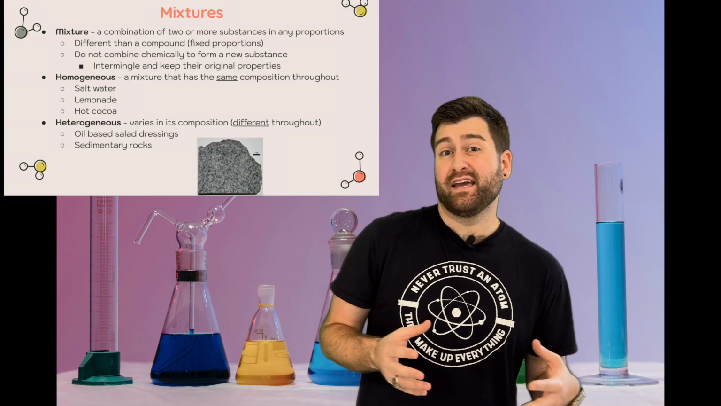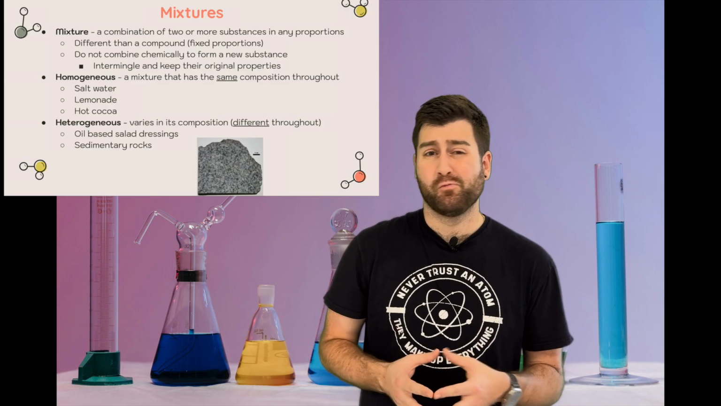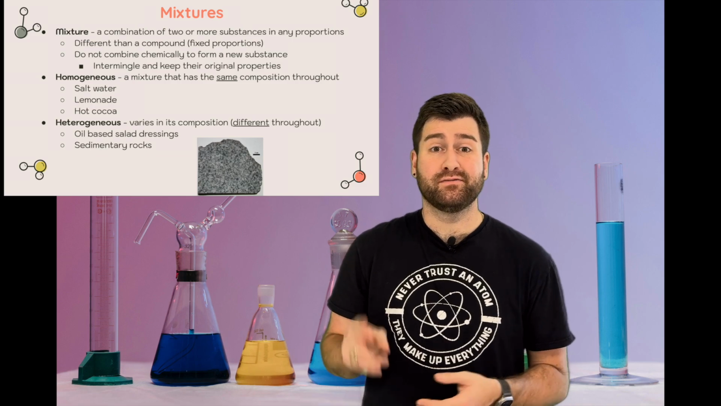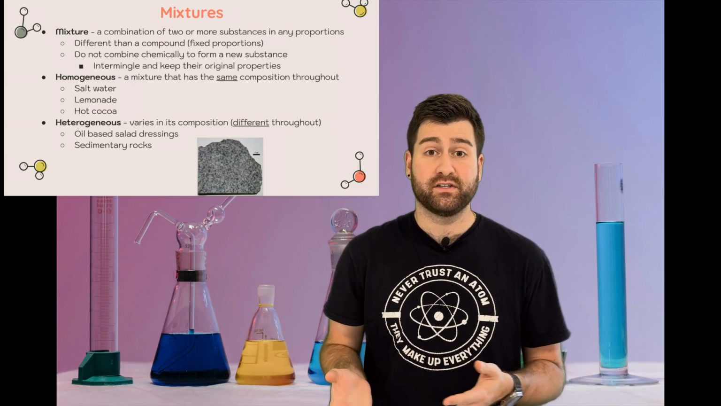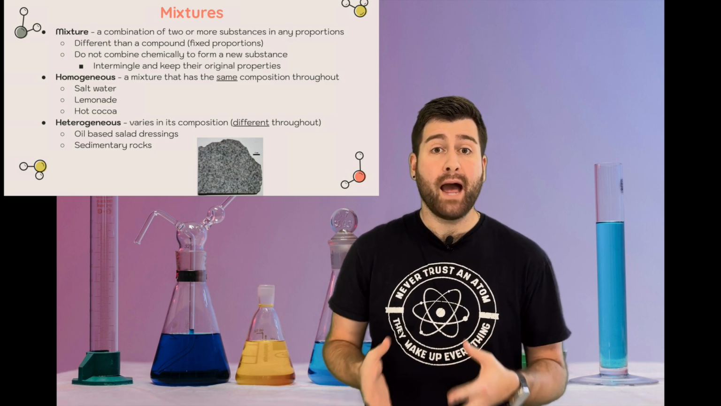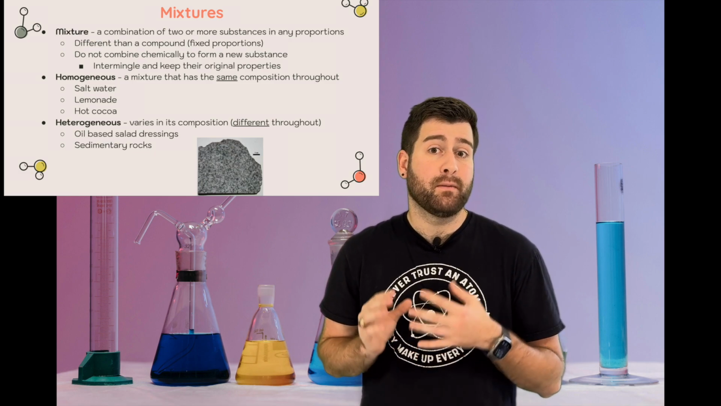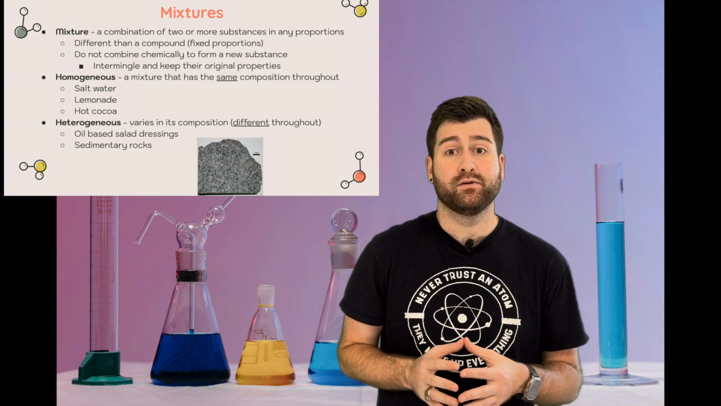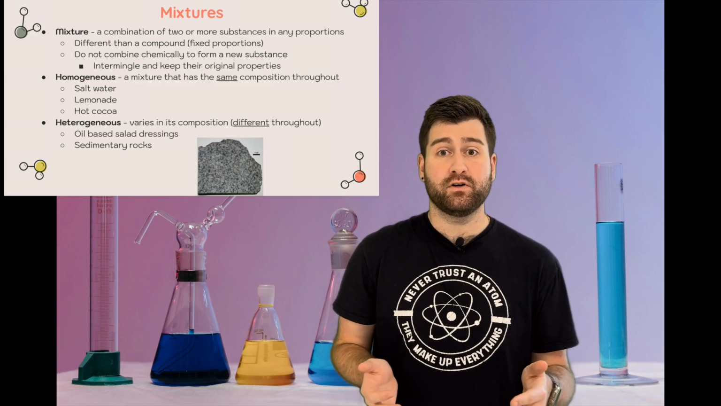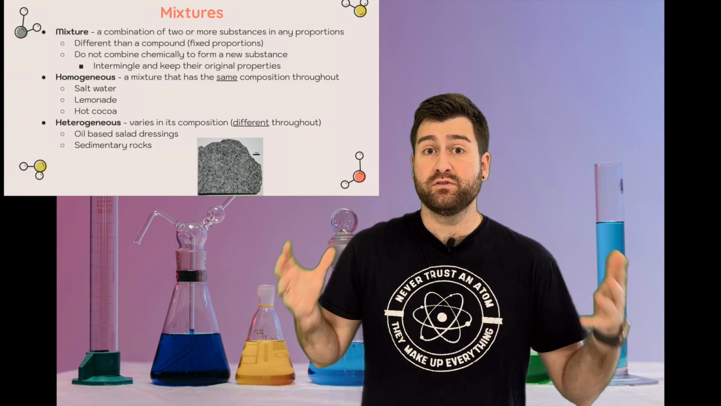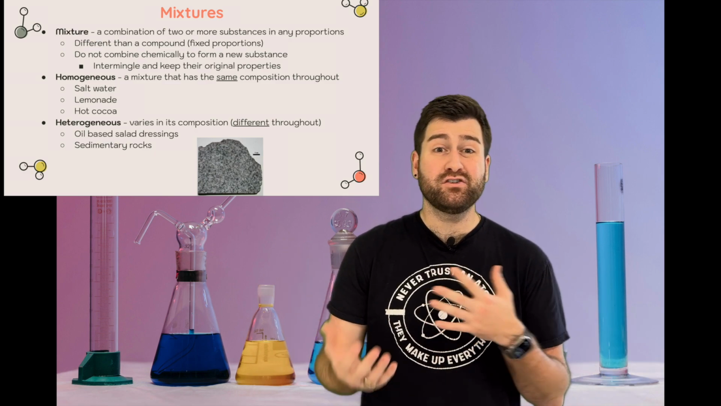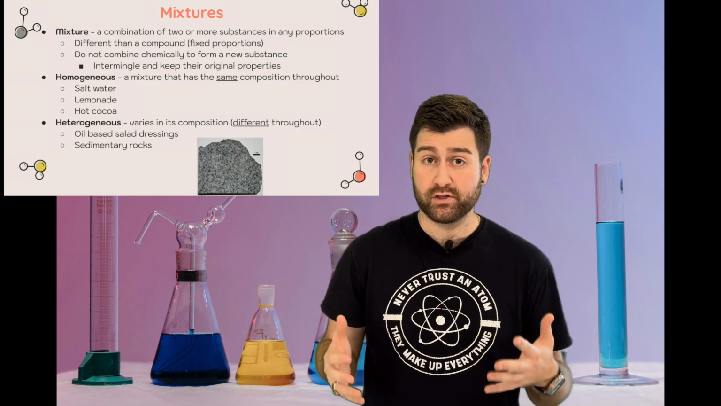Today, we're going to take a look at mixtures. What is a mixture? It's a combination of two or more substances in any proportions. In the chemical properties of matter episode, we're going to talk about compounds. It's important to note that mixtures are different than a compound because they are not in fixed proportions and they do not combine substances chemically to form a new substance. Instead, mixtures intermingle and keep their original properties.